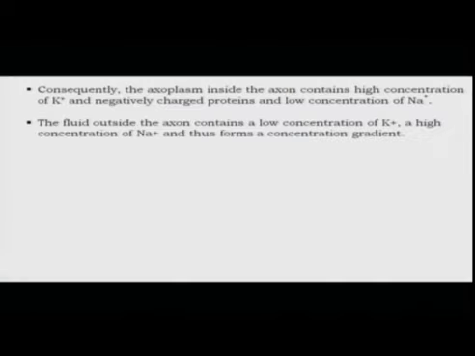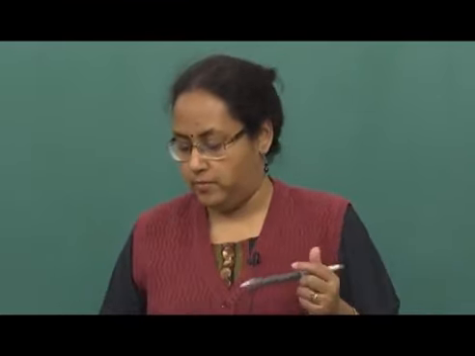So, this results in a certain distribution of ions across the membrane. Now, what do you see? You see the axon inside has a high concentration of potassium ions and negatively charged proteins and a low concentration of sodium ions, whereas the fluid outside the axon membrane contains a low concentration of potassium and a high concentration of sodium, and therefore, there is an opposite concentration gradient of sodium and potassium across the axon membrane.